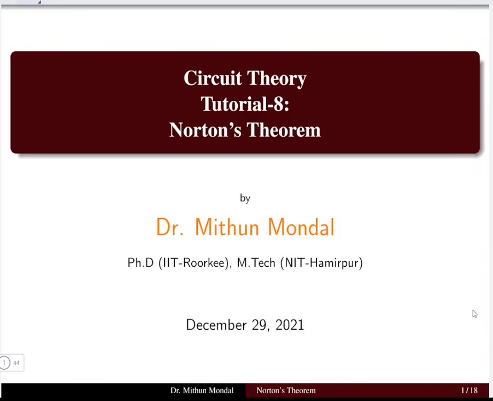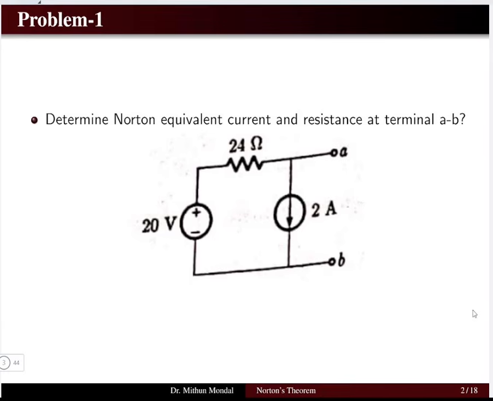So welcome to this next tutorial on electric circuit analysis, that is tutorial 8, Norton's theorem. In the previous tutorial we were discussing Thevenin's theorem, and here in Norton's theorem the concept remains the same as in Thevenin's theorem. So a little bit of an overview of Norton's theorem, so that you will be able to know how to solve the problem.